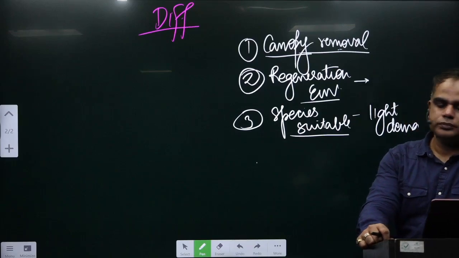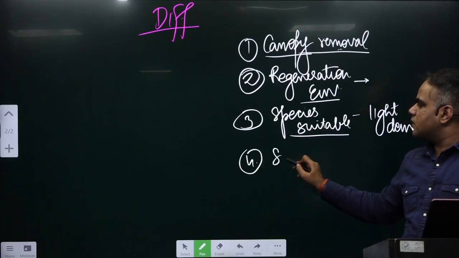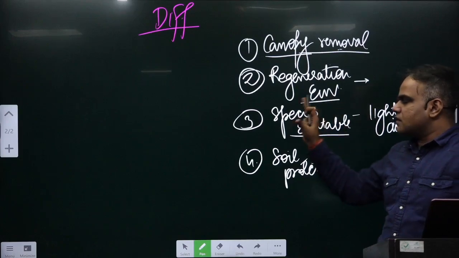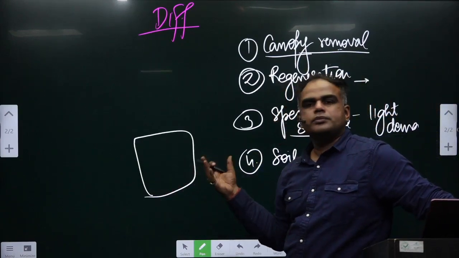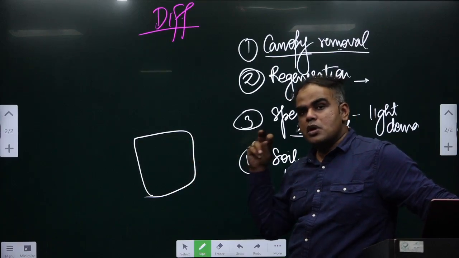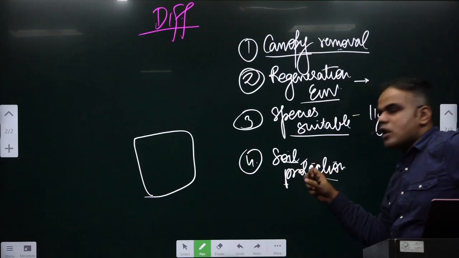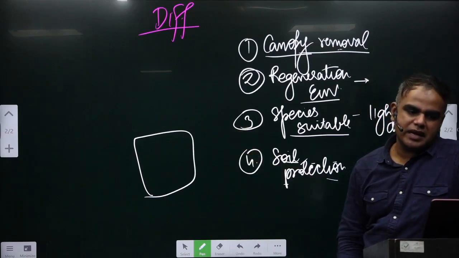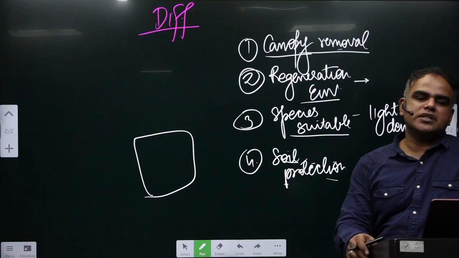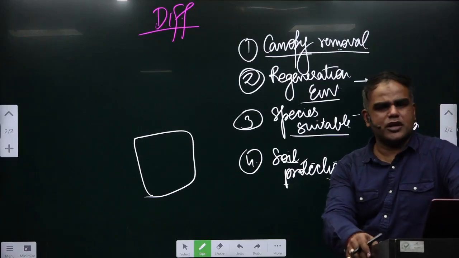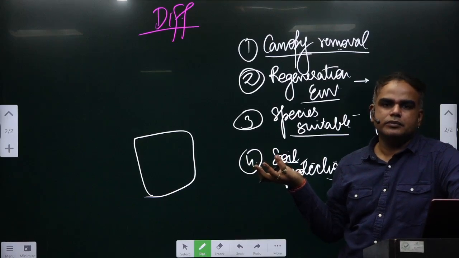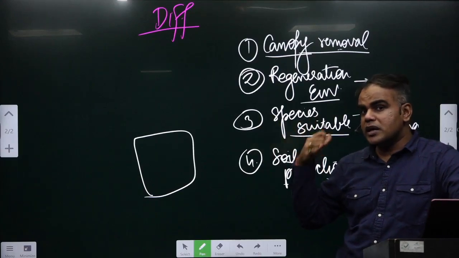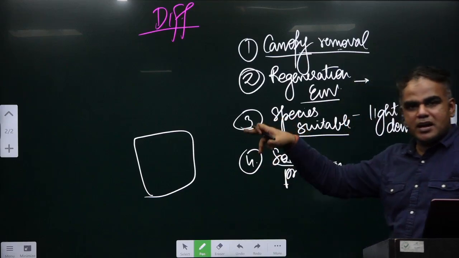Then with respect to soil protection: you have cut all the trees in one go, so the soil is prone to erosion. The clear felling system does not offer enough soil protection, but shelter wood does, because the removal is gradual. You can easily understand this, because in clear felling systems all the trees are wiped out in one go, whereas here you are doing it gradually. So soil protection is better in shelter wood.